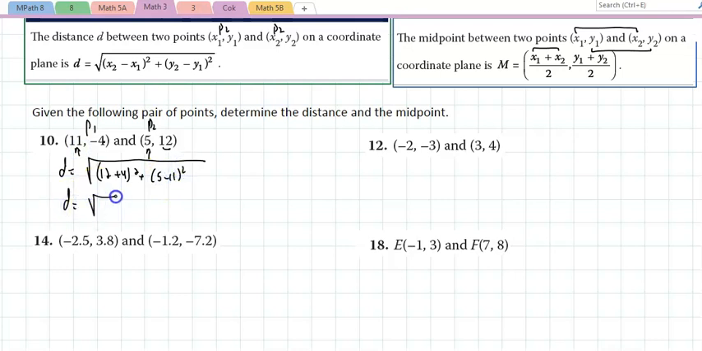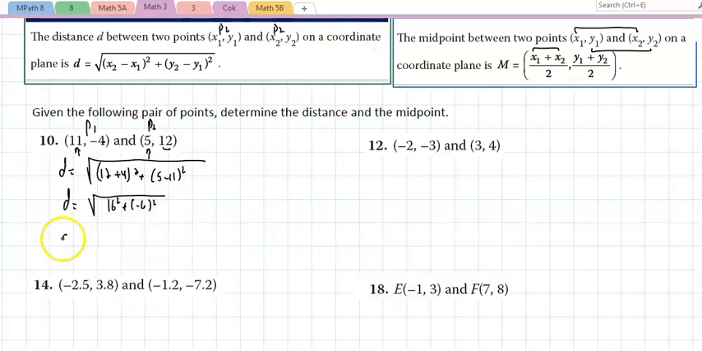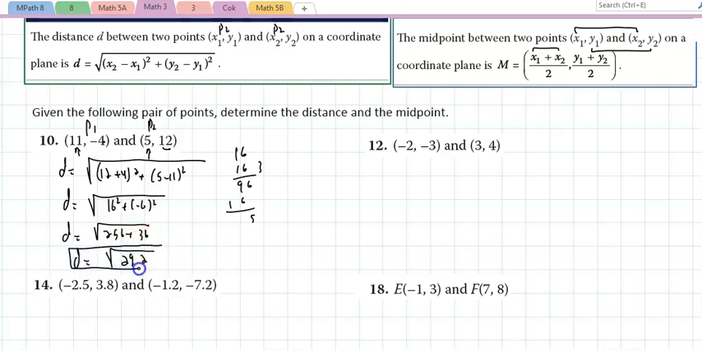The distance would be the square root of 16 squared plus a negative 6 squared, and the distance would be the square root of 256 plus 36. The distance would be the square root of 292. That is a fine answer.